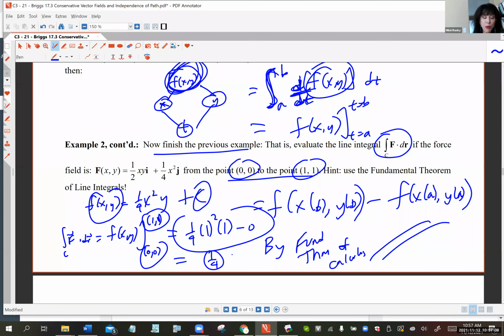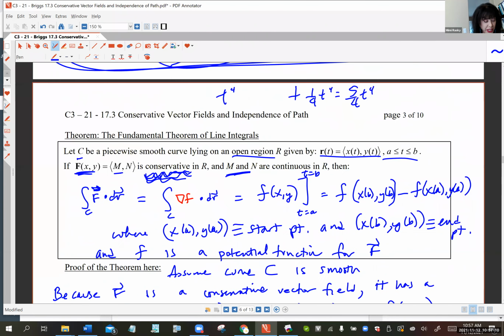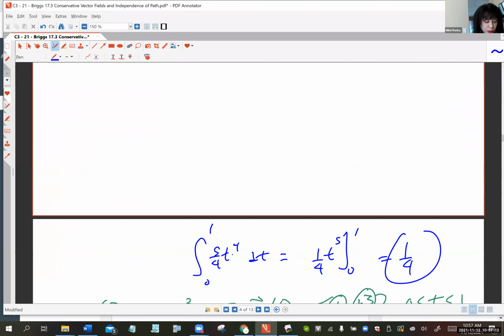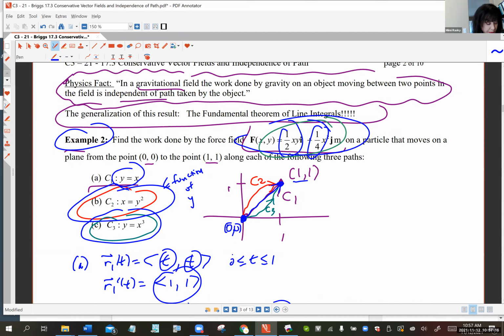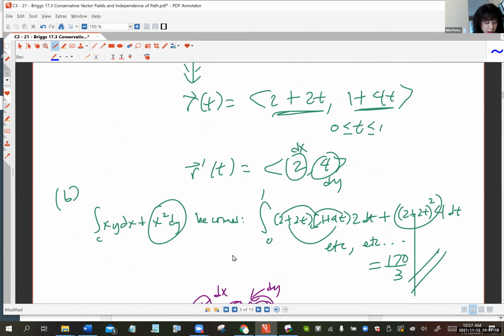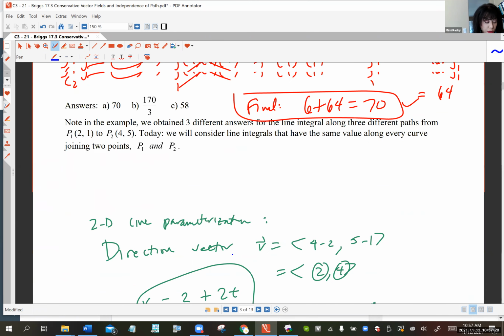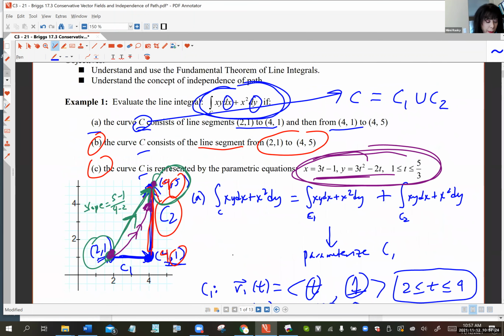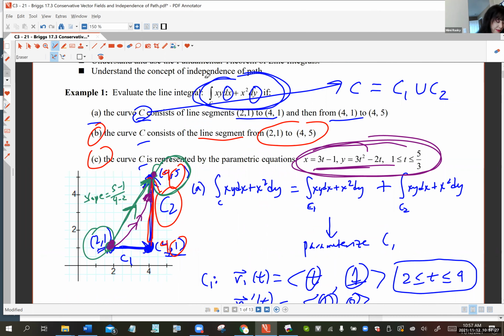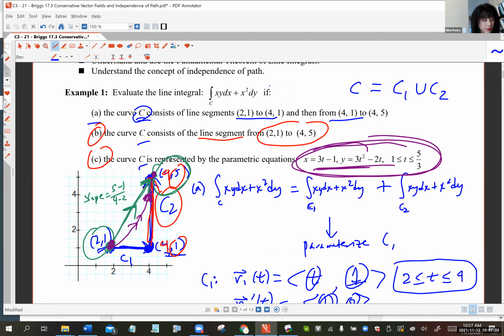Now, what about example 1 that we did earlier in the lecture? How come all 3 of those answers were different? On page 1, we had a similar situation where we did a line integral 3 separate times, but remember, we got 3 different answers. How come? Because they weren't conservative? Good. This vector field is not conservative.